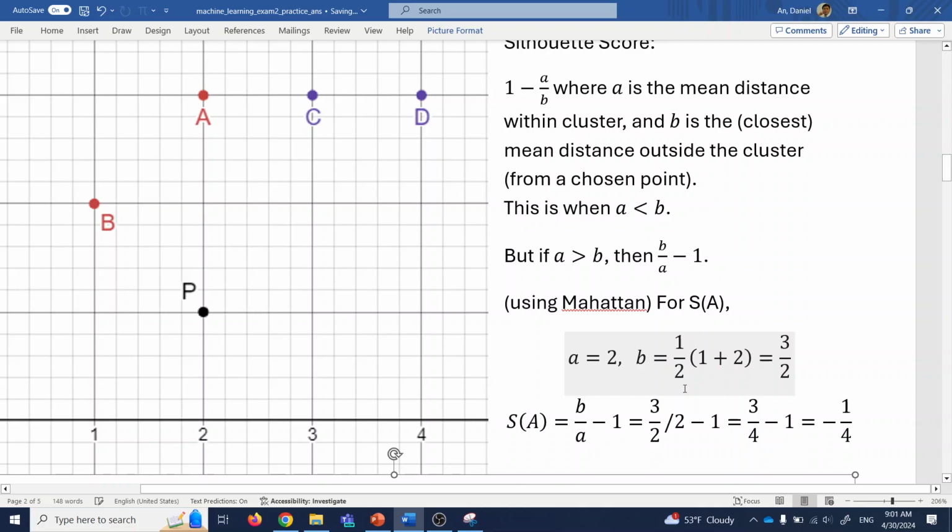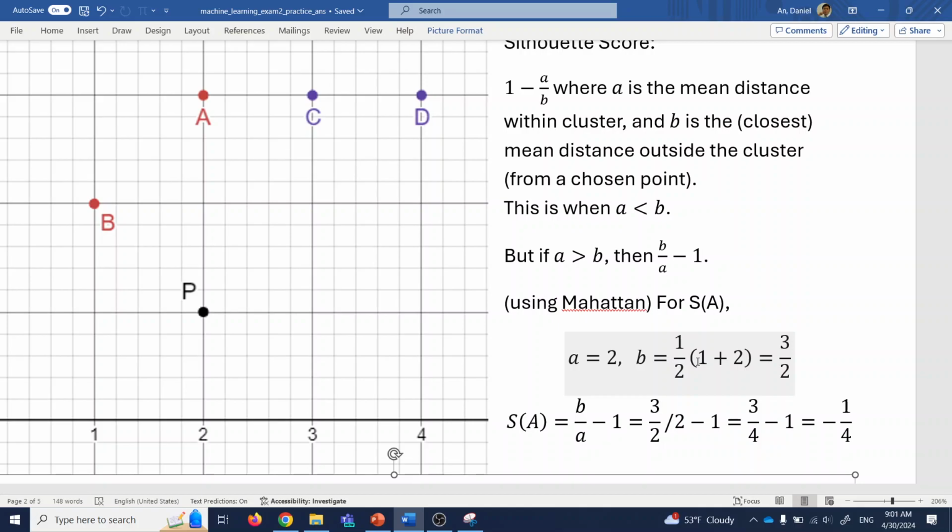So the mean distance of the total outside the cluster. Yeah, mean distance of the total. Mean distance of the cluster outside of itself. So then why wouldn't it be like 1/2 of 2? I am taking average of 1 and 2. How do you take averages? You add all the numbers and you divide by the numbers.